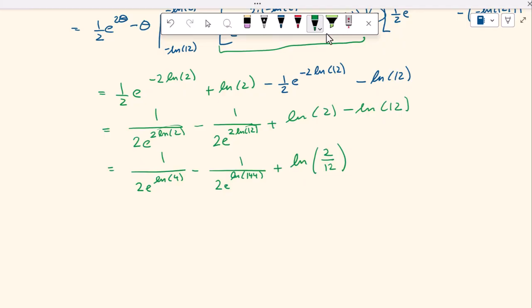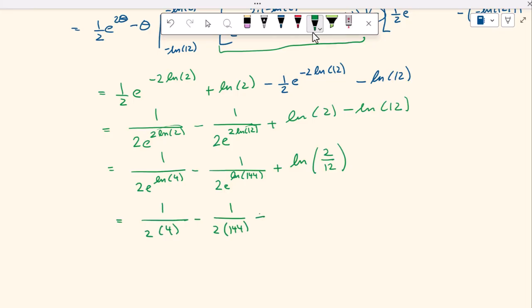Okay, now let's keep working. We know our shortcut here, e to the natural log of 4. Remember, this is log base e. You can think about those as canceling as just 4. And over here, this is 144, because again, this e and this base we can rewrite just as the argument.